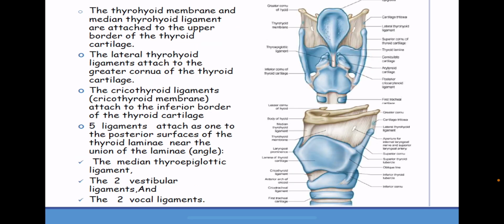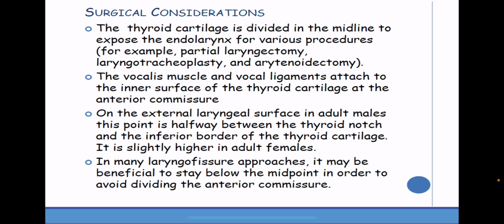The thyrohyoid membrane and median thyrohyoid ligament are attached to the upper border of the thyroid cartilage. The lateral thyrohyoid ligament attaches to the greater horn of the thyroid cartilage. Five ligaments attach as follows: one on the posterior surface of the thyroid lamina near the union of the laminae or angle, the median thyroepiglottic ligament, two vestibular and two vocal ligaments.